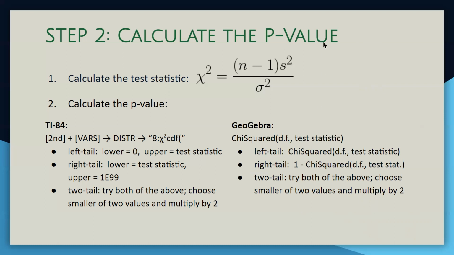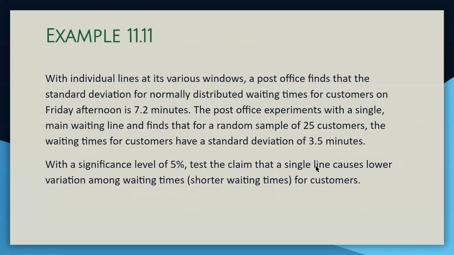We are going to do examples so you can see what this looks like in practice, and we'll do it both with the TI-84 and with GeoGebra. So let's jump into our first example. This is 11.11 in your textbook.